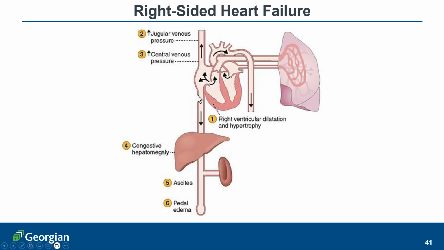That leads to blood backing up in the systemic venous system. Firstly, it leads to jugular venous distension. Then it leads to increased pressure in the vena cava. That leads to increased pressure in the systemic venous circulation, leading to congestive hepatomegaly and splenomegaly. So hepatomegaly, you combine with splenomegaly, you get hepatosplenomegaly.